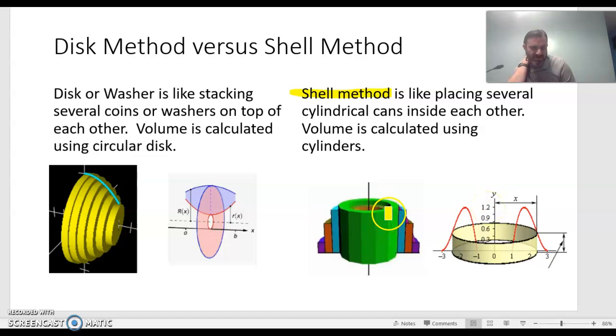So we're creating basically like a set of cans inside of each other. If you had some type of nested stacking system, kind of like those dolls that go inside one another, that's what the shell method would be like. You could think about going to the grocery store and picking up all different sizes of cans, taking the top and bottom off and sticking them inside of each other, and maybe you could get a perfect fit, and you could get this band or shell that we have here.